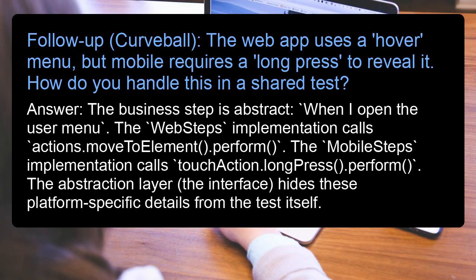Follow-up curveball: The web app uses a hover menu, but mobile requires a long press to reveal it. How do you handle this in a shared test? Answer: the business step is abstract: "When I open the user menu." The web steps implementation calls actions.moveToElement().perform(). The mobile steps implementation calls TouchAction.longPress().perform(). The abstraction layer, the interface, hides these platform-specific details from the test itself.